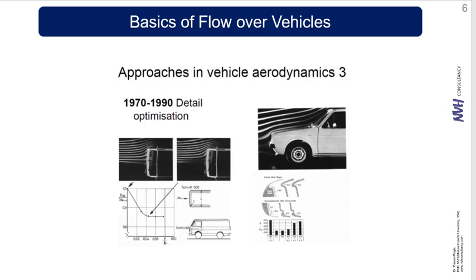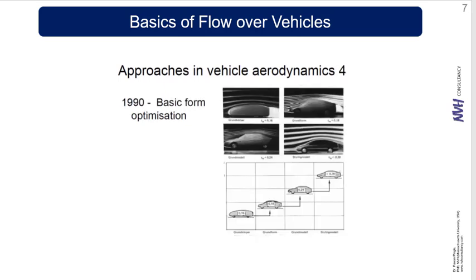And from the 1970s to the 1990s, there was detailed optimization that was carried out. Experiments were carried out in order to understand how the streamline flow will happen across the body of the vehicle, and there were many experiments carried out during this period. From the 1990s and beyond, there were a lot of improvements in the vehicle body, the aerodynamic shape of the vehicle, and that reduced the flow-induced vibrations and noise in the vehicle.